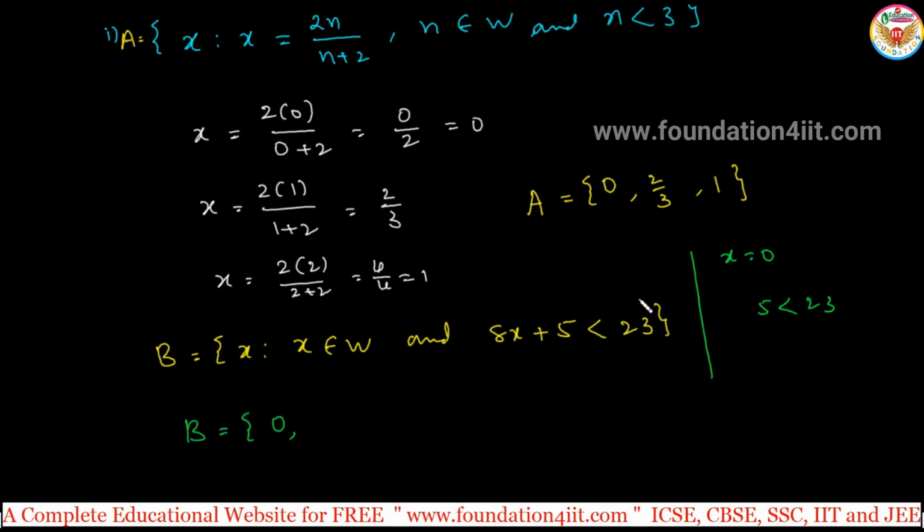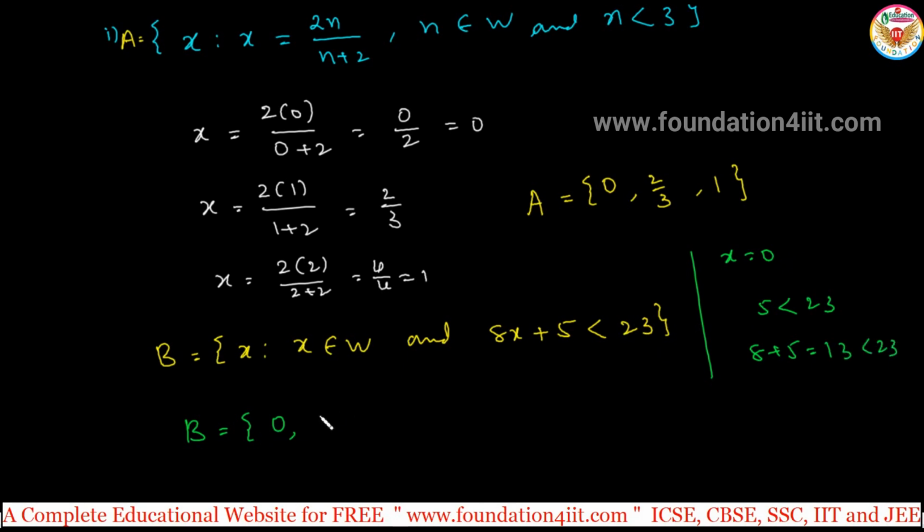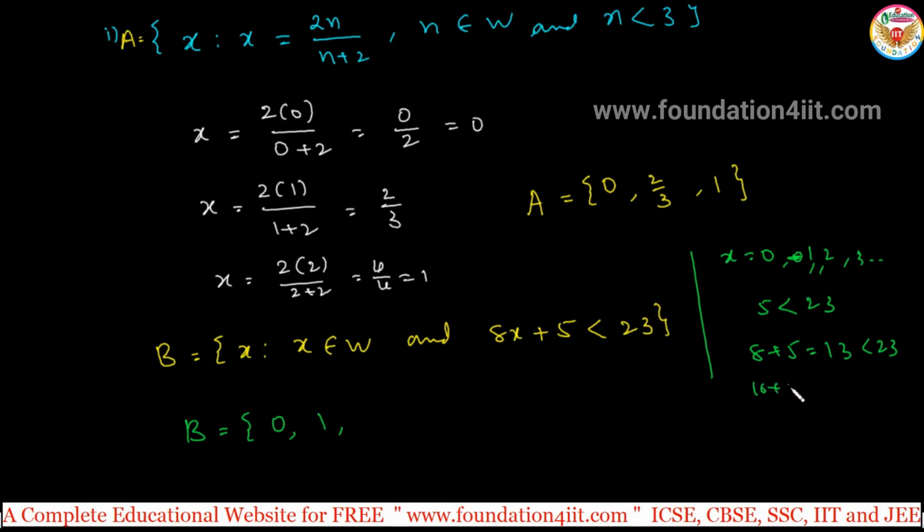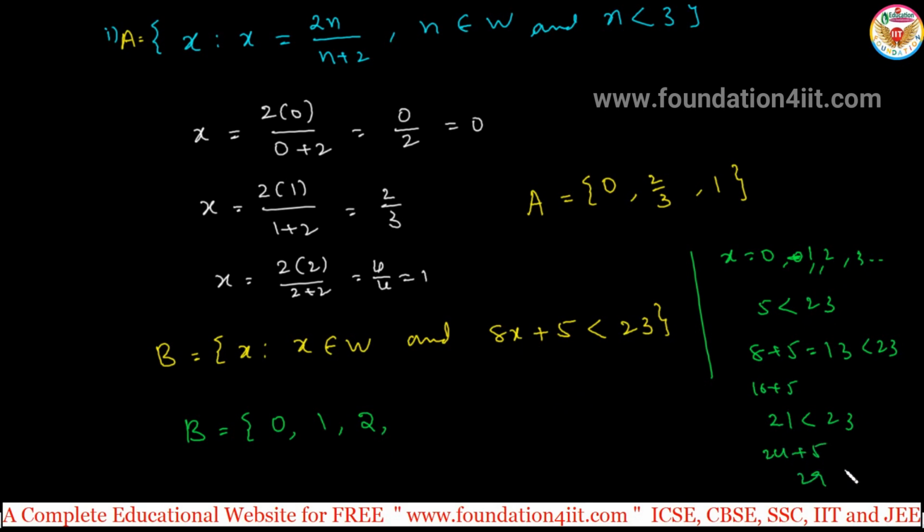Next, after x is 0, then 1. So 8 into 1, 8 plus 5, that is 13, is less than 23. So 1 is also there. Again when x is equal to 0, 1, 2, 3 and so on, next to 2, if we keep 8 into 2, 16 plus 5, so 21 is less than 23. Yes, 2 exists. When x is equal to 3, 8 into 3, 24 plus 5 is 29, and 29 less than 23 is wrong. So it's not more than that. Only 0, 1, 2. So this is the set builder form converted into roster form.